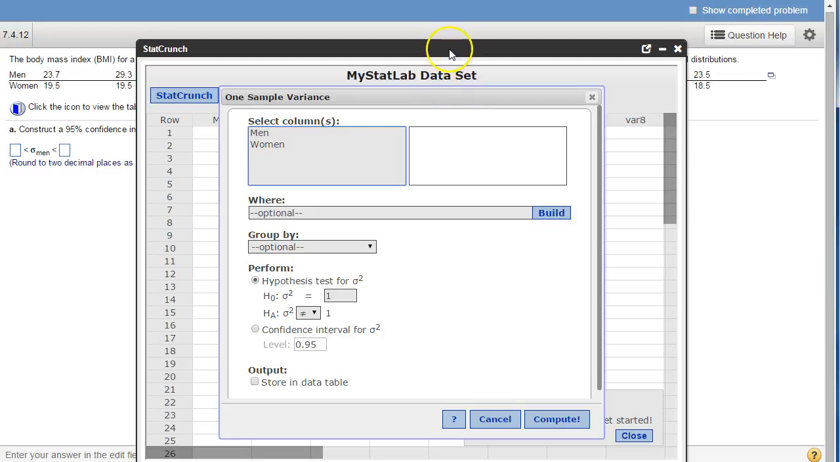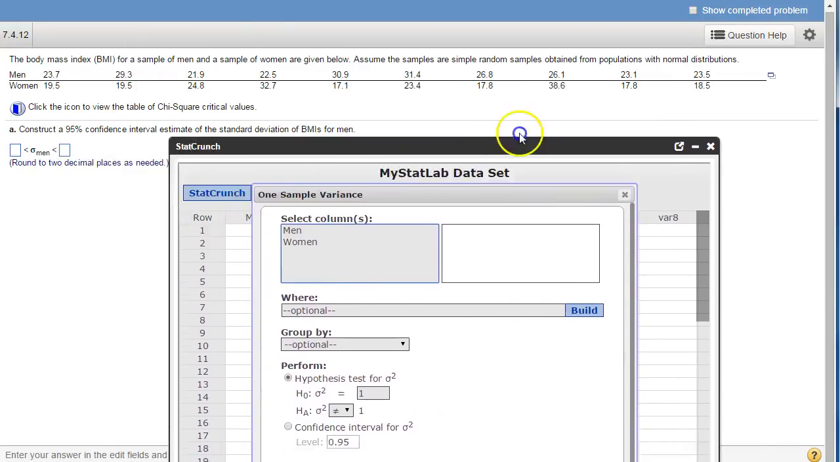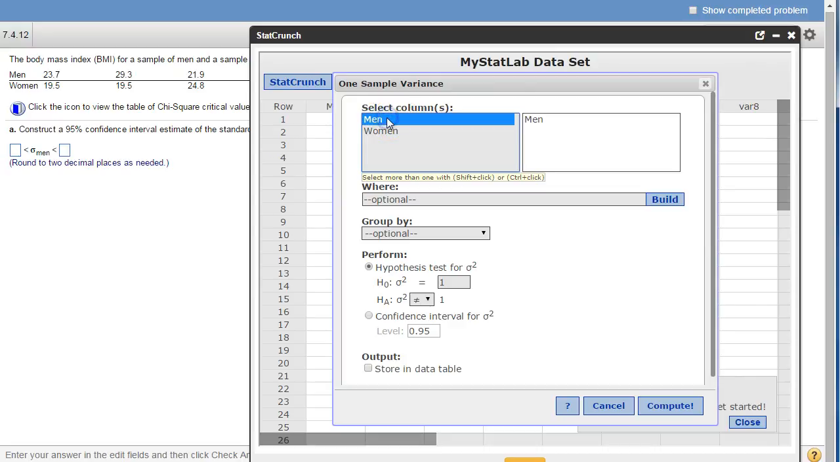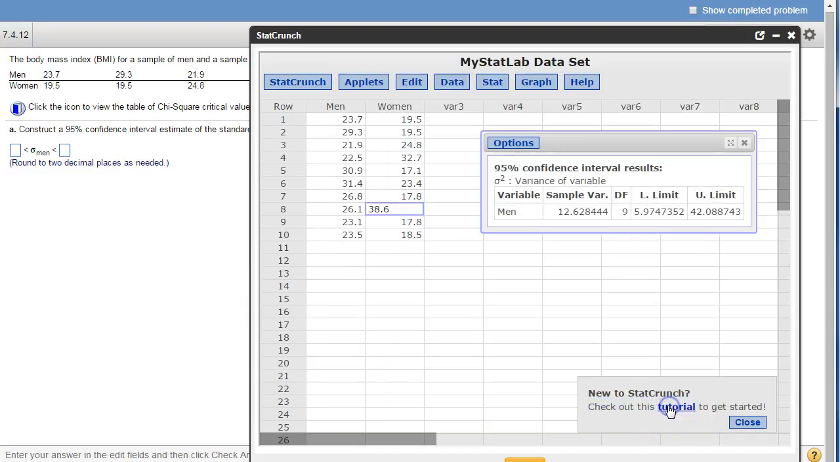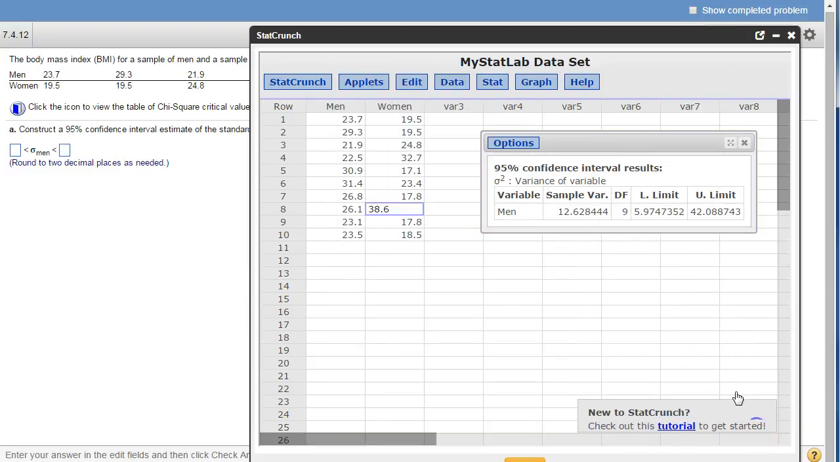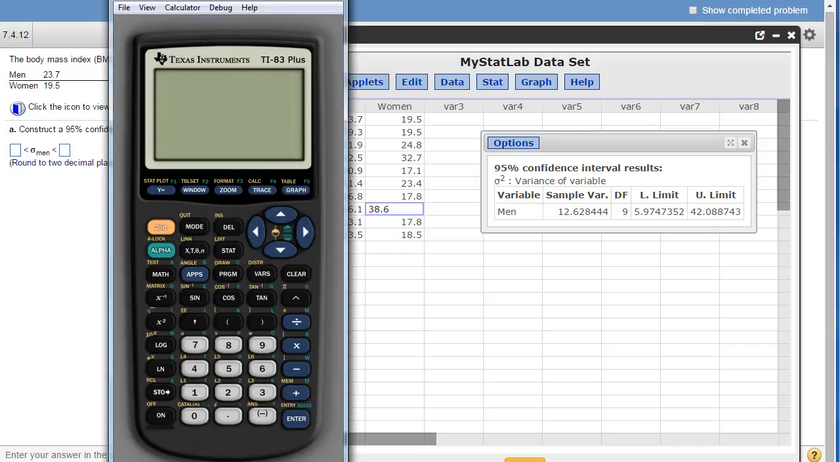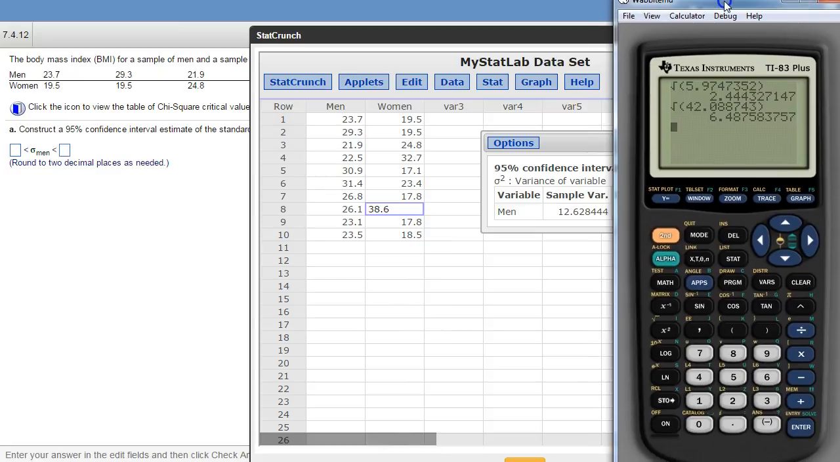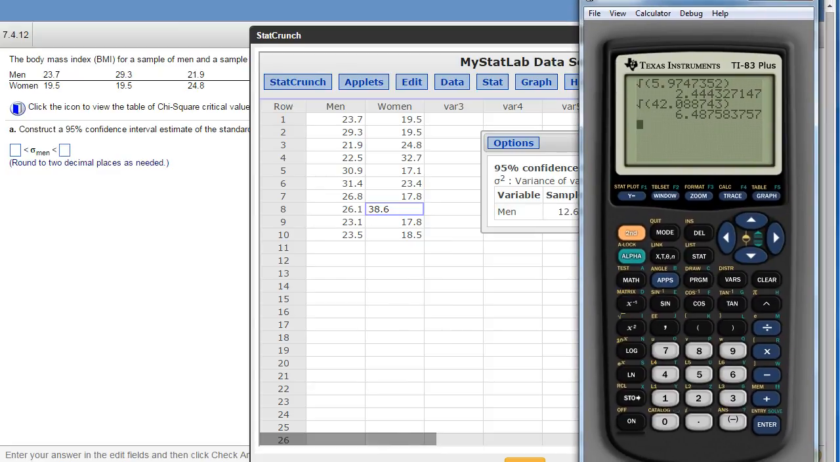Now the first question says do the standard deviation for men. So we're going to select the men column, and then we're going to come down and do a confidence interval with a 95% level of confidence. We're going to tell it to compute that, and there's our lower and upper limit again for the variance. For the standard deviation, we need to take the square root of those. So I'm going to take the square root of both the lower and the upper number. These are going to be the two numbers that are our lower and upper bounds. Square root of the lower, square root of the upper, because again those are variance values.